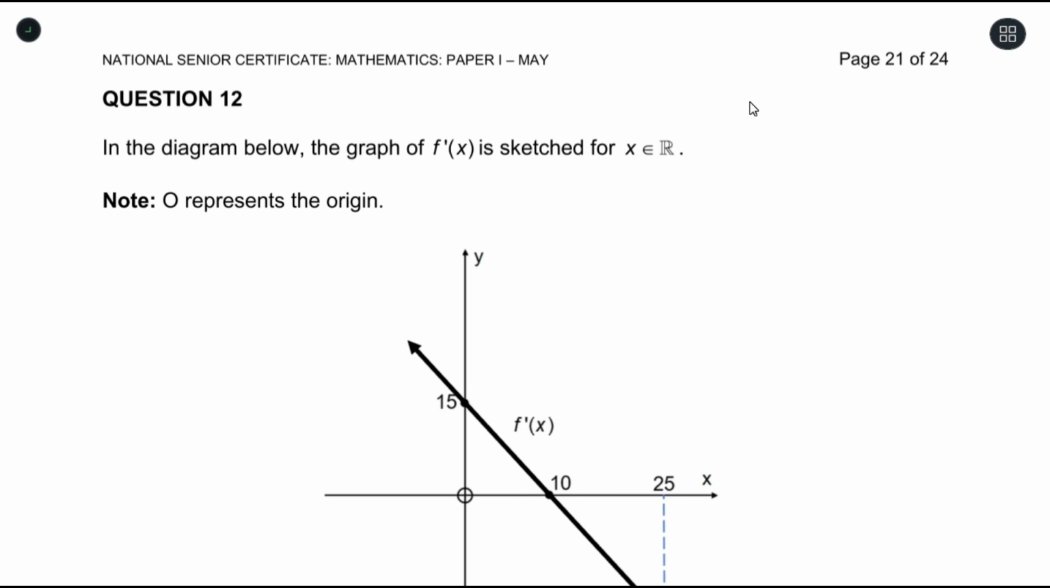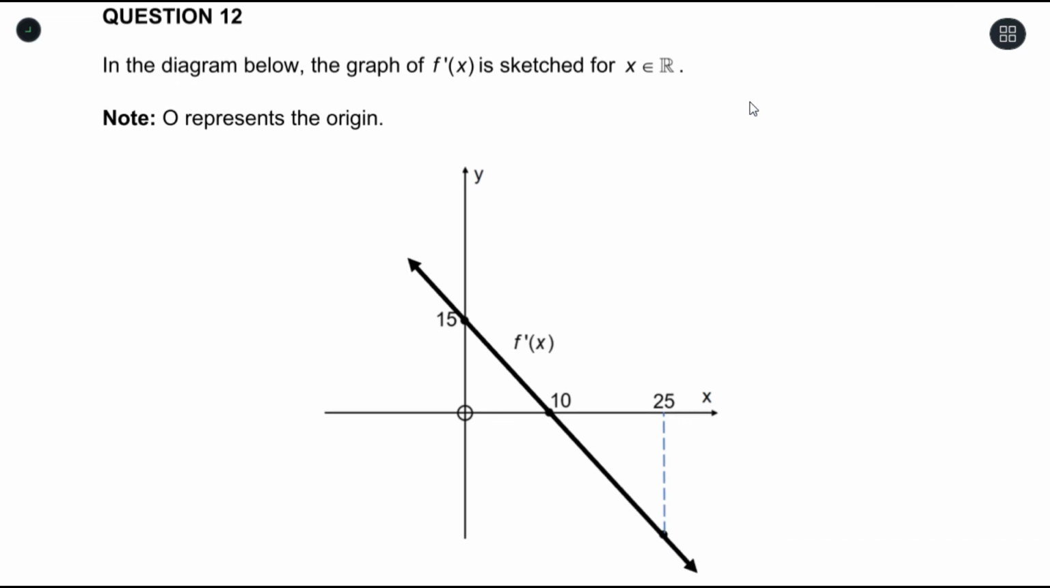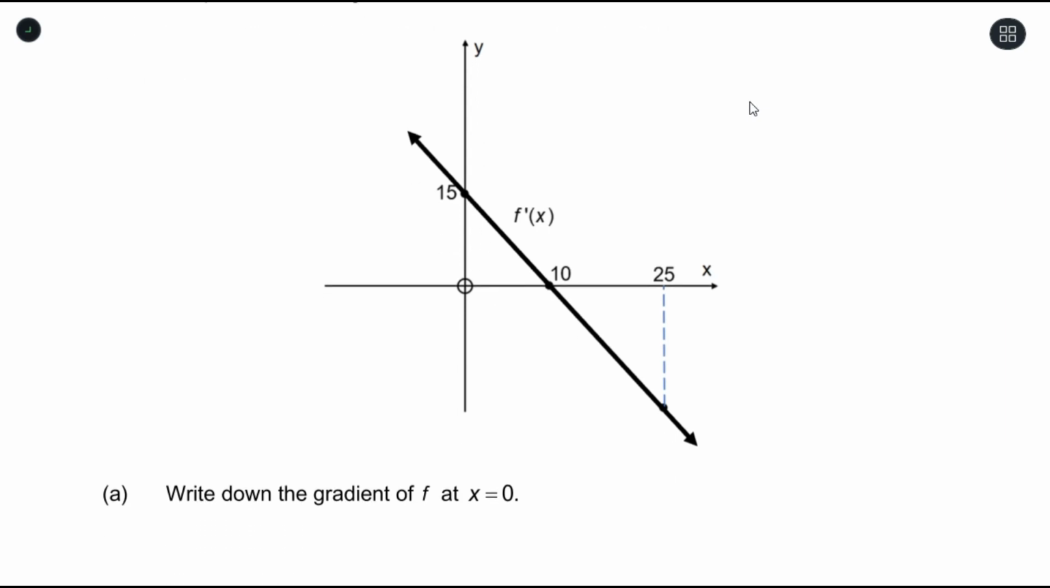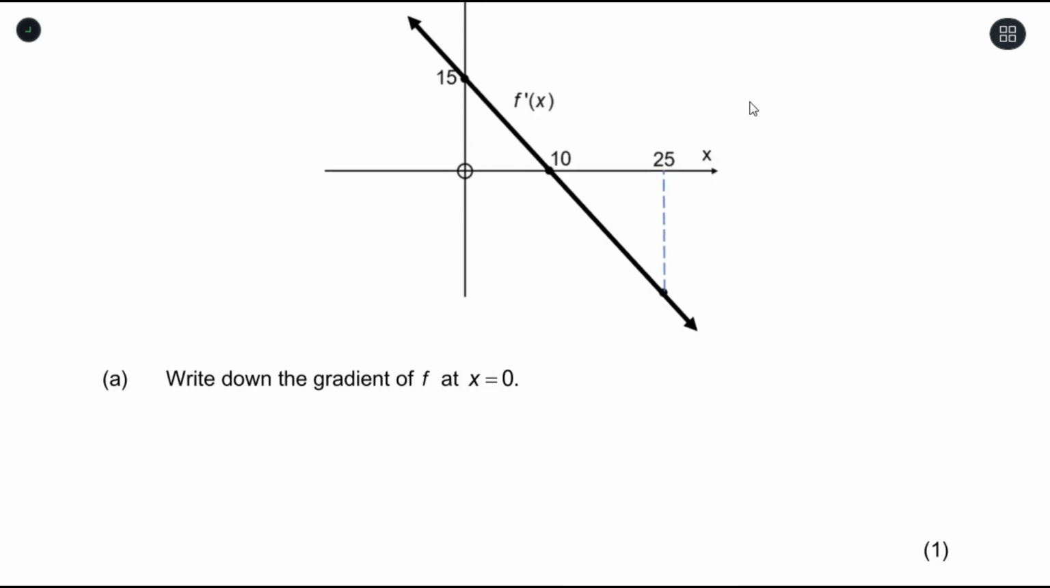Question 12. This question says, in the diagram below, the graph of f prime x is sketched for x is an element of real numbers. Now, O represents the origin. We have this straight line graph which represents the derivative of f(x), right? F prime x. Now, they asked us to write down the gradient of f at x equals 0.